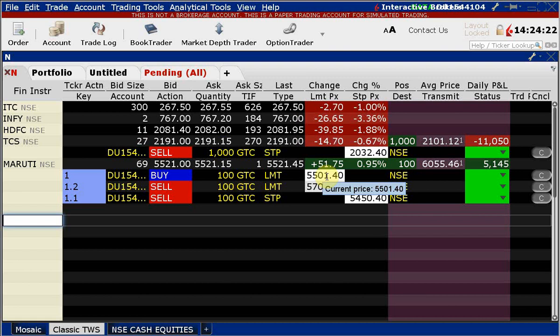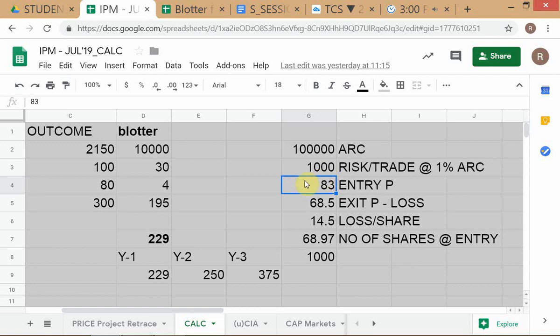But otherwise, using limit orders, you can guarantee the entry price. Okay, so you enter at 83, and you exit at 68.5. Now this is when you're doing the budgeting, when you're actually modeling your position size as a function of the other parameters. So here this is where you factor it in.